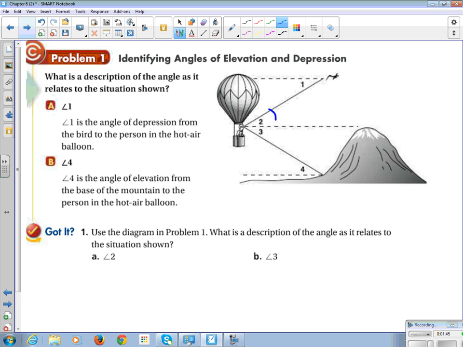So if we look at angle 2, there's only 2 options. Angle 2 is either angle of depression or angle of elevation. What do we think? Angle 2. Are we looking up or are we looking down? Yeah, because we're looking up, so this would be angle of elevation. And angle 3 is right here. He is looking down, so he gets to be the angle of depression.